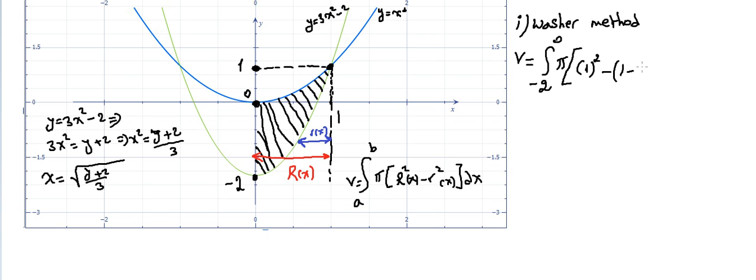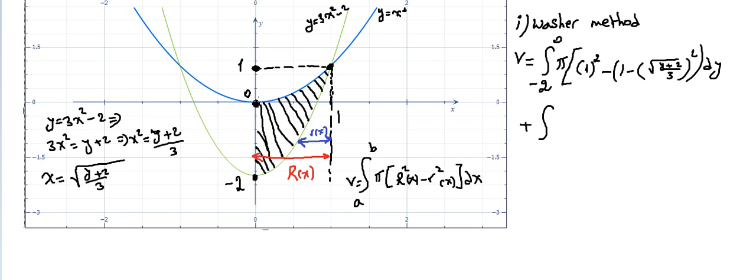So it's 1 minus this small r, the whole 1 minus this part of the curve, which is the radical of (y plus 2) over 3, all squared, dy, plus the integral from 0. We took the part which is from minus 2 to 0.